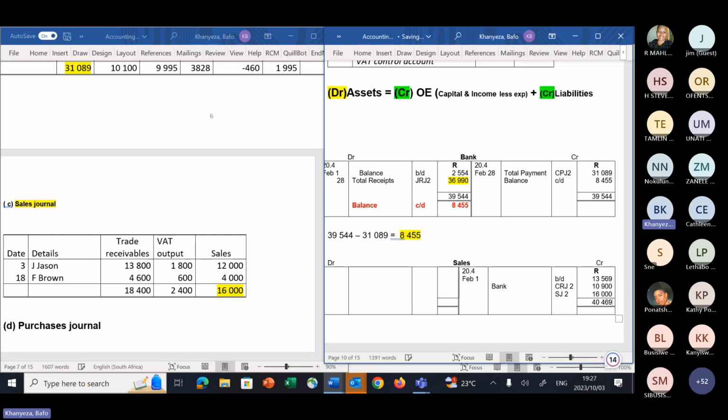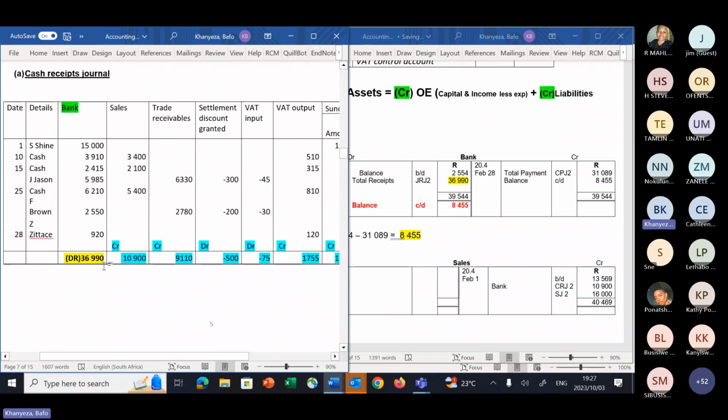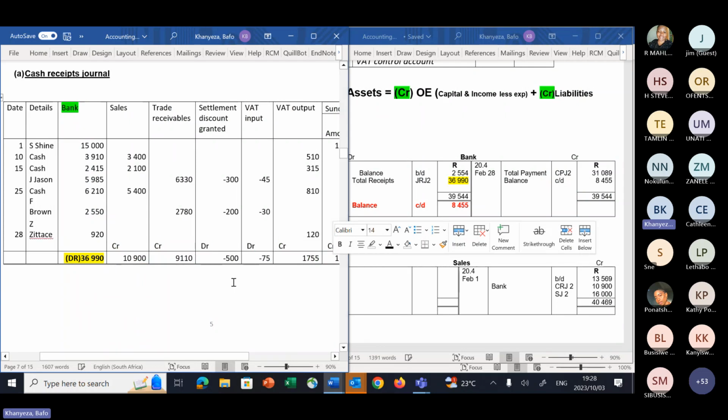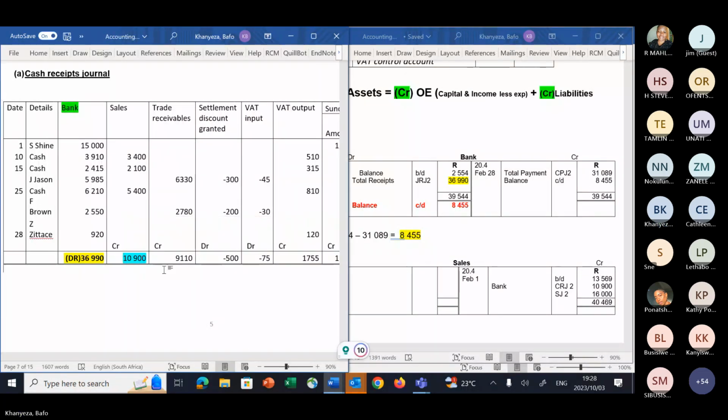You see. Then now, in fact, we are following the pattern of the cash receipt journal. So I'm going to unhighlight everything here so that we'll only highlight what we've dealt with. I was just showing you what is a debit and what is a credit. So we've dealt with this. That's it. You follow whichever pattern you feel is easy for you to follow.